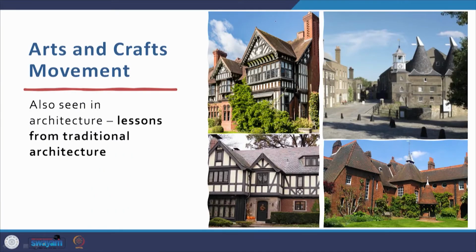And so we find it here. For example, this is a traditional building in England, and this is an example of an Arts and Crafts building. So you can see the similarity in the way the building looks. Similarly, this is the traditional part of England, and compare it with this building made in the Arts and Crafts times. So you see there was a return back to the traditional roots of architecture in England.